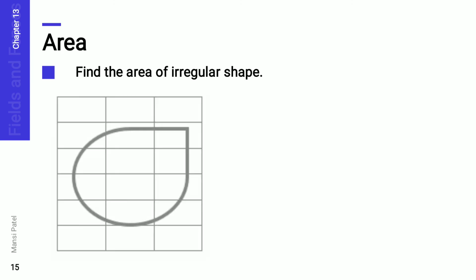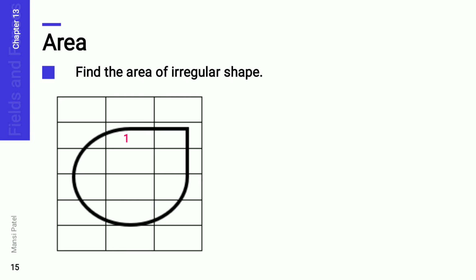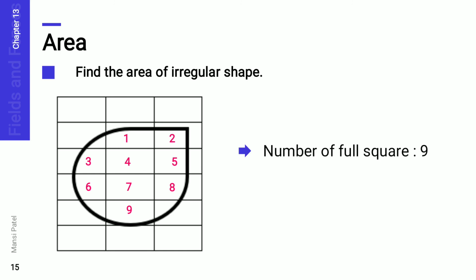Let us see another example. In this also you have to find out the area of irregular shapes. First you have to count the number of squares which occupy the whole square and more than half square. So count it. This part is 1, 2, 3, 4, 5, 6, 7, 8 and 9. So how many full squares are there? 9 full squares are there.